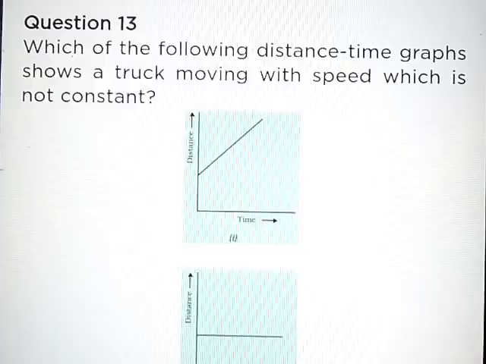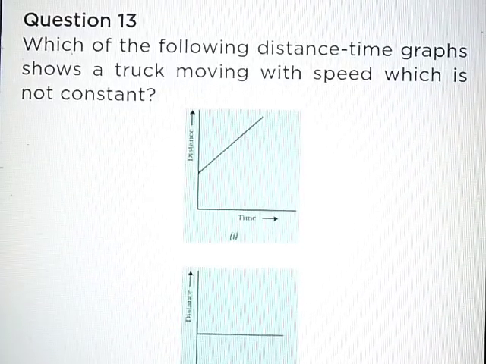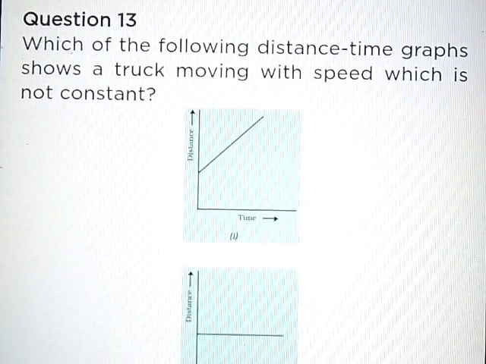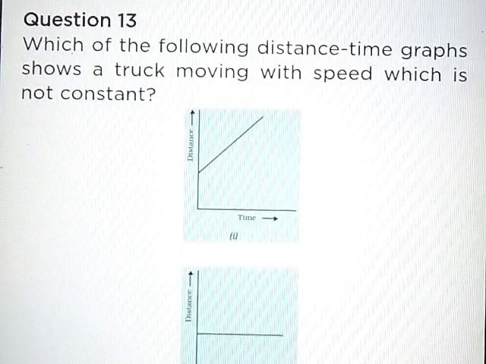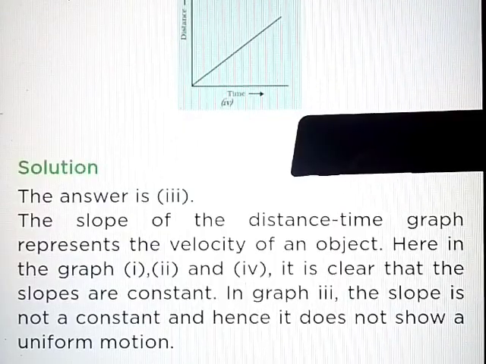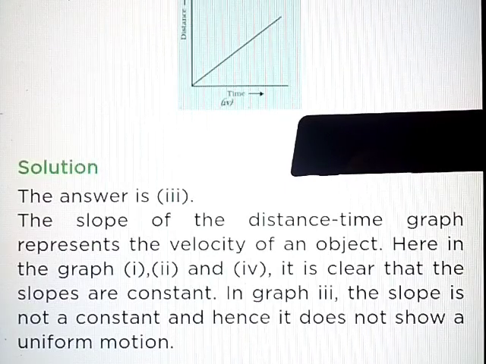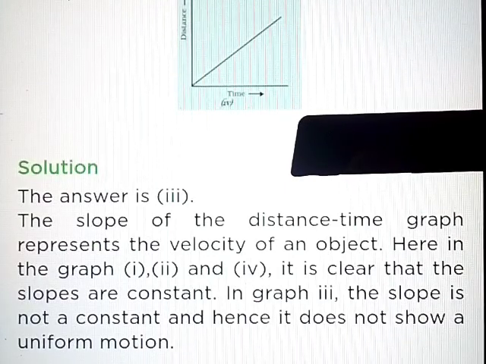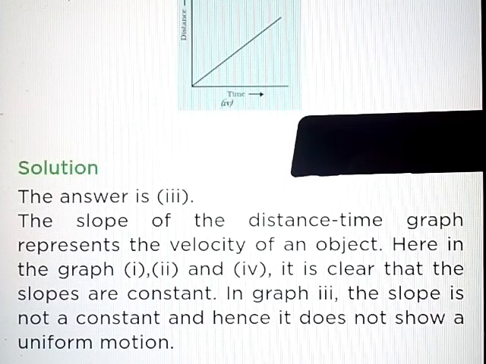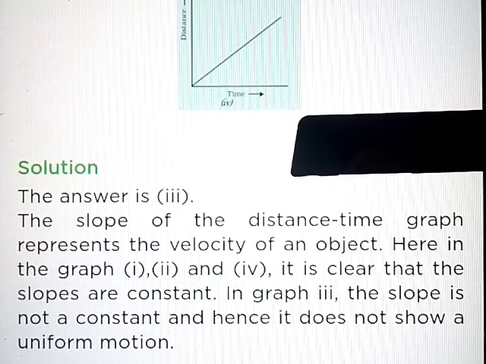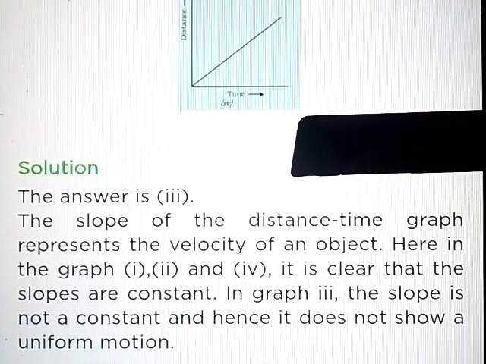Question number 13. Which of the following distance time graphs shows a truck moving with the speed which is not constant? Answer: third. The slope of the distance time graph represents the velocity of an object. Here in the graph it is clear that the slopes are constant. In graph third, the slope is not always a constant and hence it does not show a uniform motion.